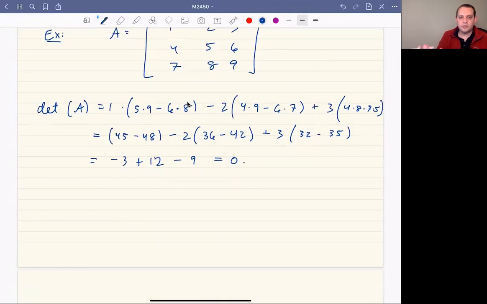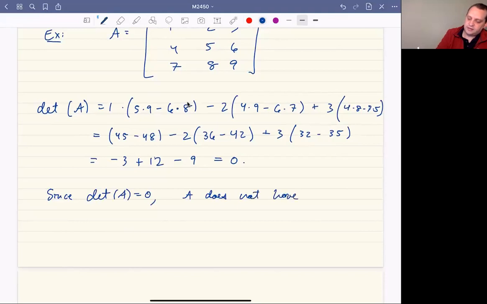What's true about determinants is that actually it's not just 2 by 2 matrices, but since the determinant of A was 0, it turns out that A does not have an inverse. And we'll talk about that in a second. Okay, so since the determinant was 0, A does not have an inverse.